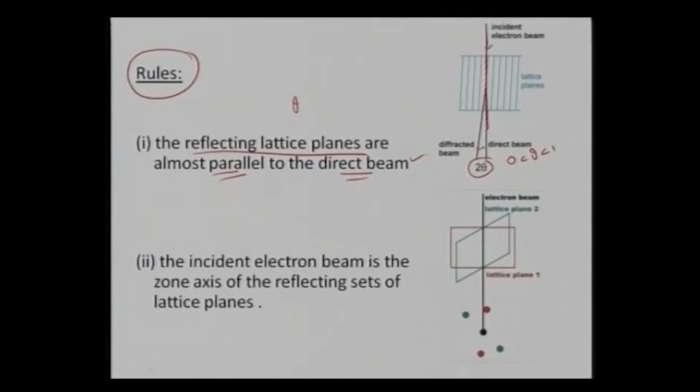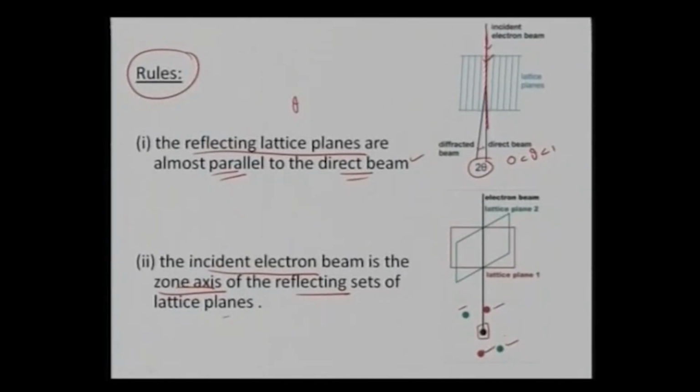And secondly, the incident electron beam, which is falling onto and interacting with a particular lattice plane, becomes the zone axis of the reflecting set of lattice planes, because it is approximately perpendicular to the plane it is interacting with. So the normal to it will be perpendicular to that, and my electron beam is again perpendicular to the normal of the particular plane. So my incident electron beam becomes the zone axis. So this becomes the zone axis in terms of defining all the other diffraction planes.